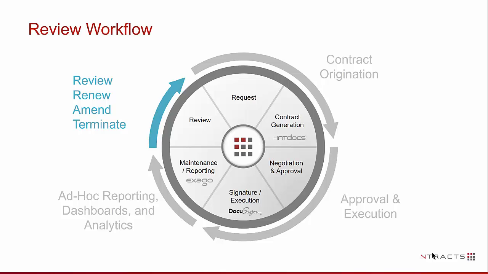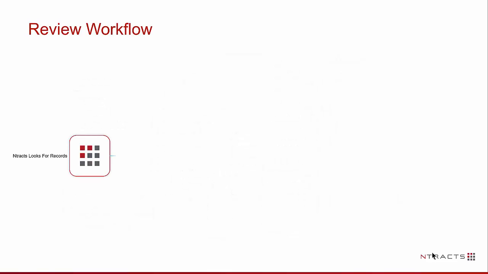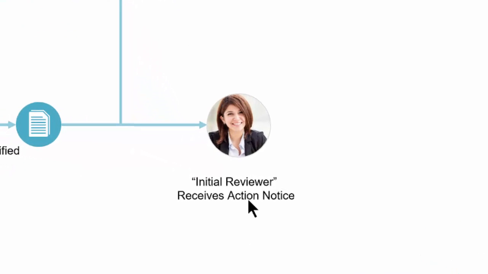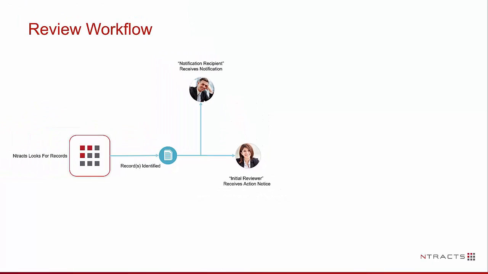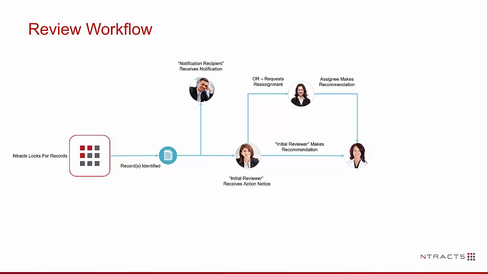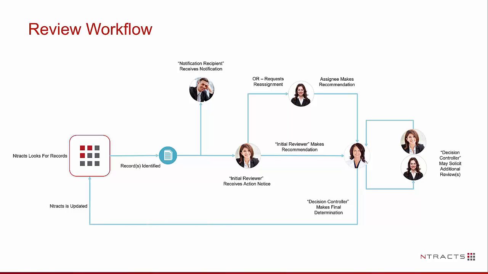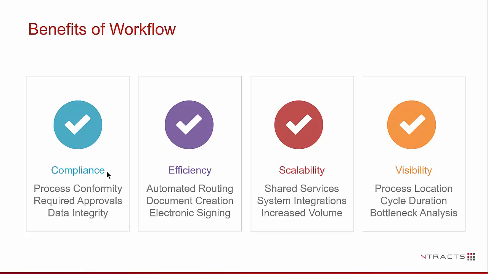Ntracts proactively manages this process by seeking out those records and actually initiating a workflow or sending an action notice, again, saying this contract is going to terminate in 90 days, 150 days in advance. We're sending notification to someone, presumably the business owner, that says, what are we going to do with this contract? This person can then solicit input from others and collaborate with other people in the organization to come up with a determination of what we need to do with this contract. We can then update the system, and once that change is made inside of Ntracts, notification is sent to all parties involved.